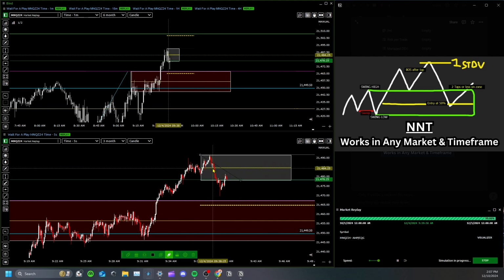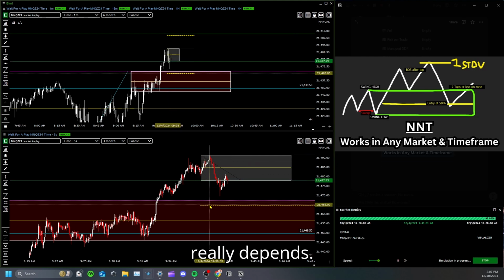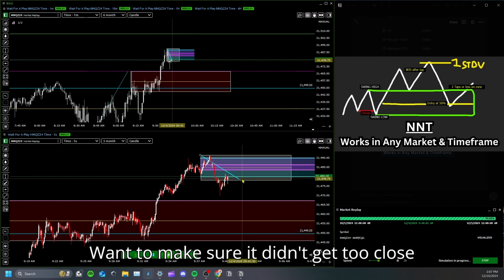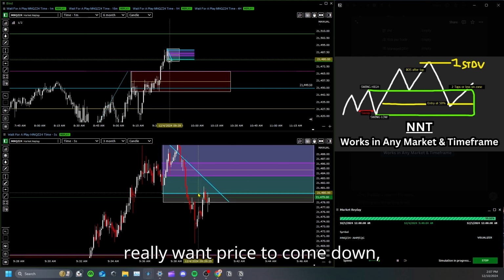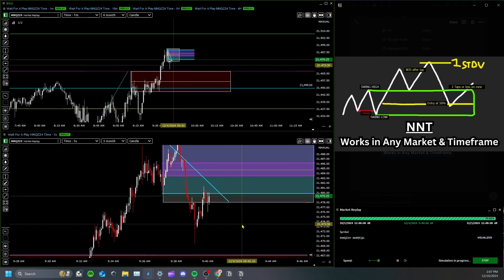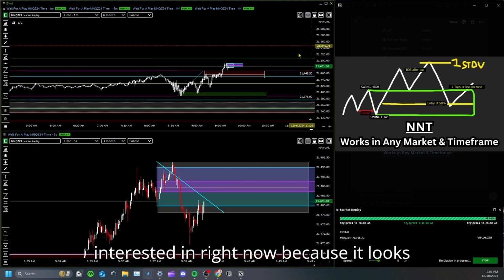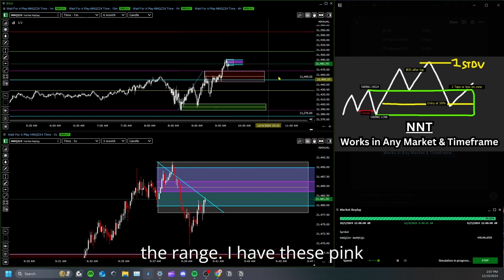Just a deep tap. I don't know how I feel about it. Sometimes I'm okay with deep taps. It really depends. Want to make sure it didn't get too close to 40%. So in this situation here, I really want price to come down. But it's not a setup I'm really interested in right now because it looks very bullish. We have broke the range.